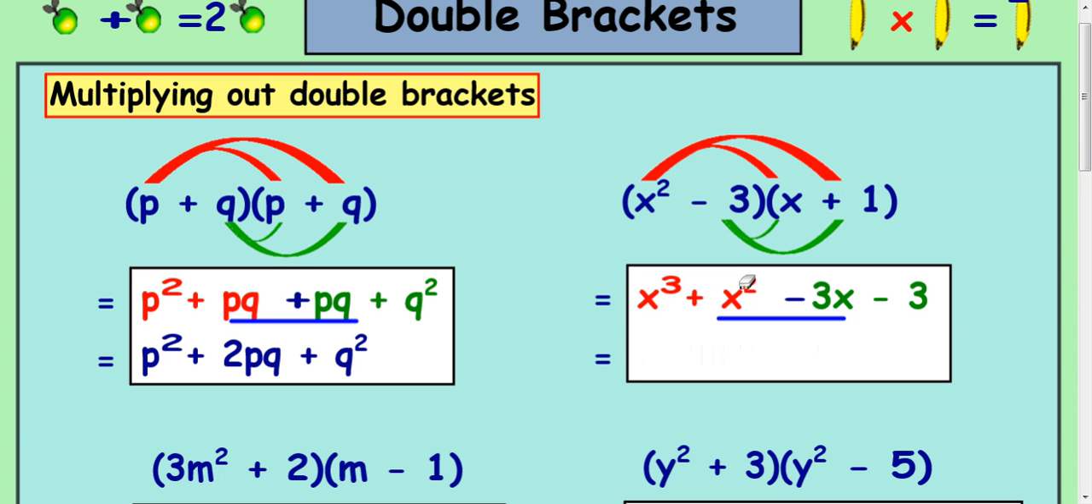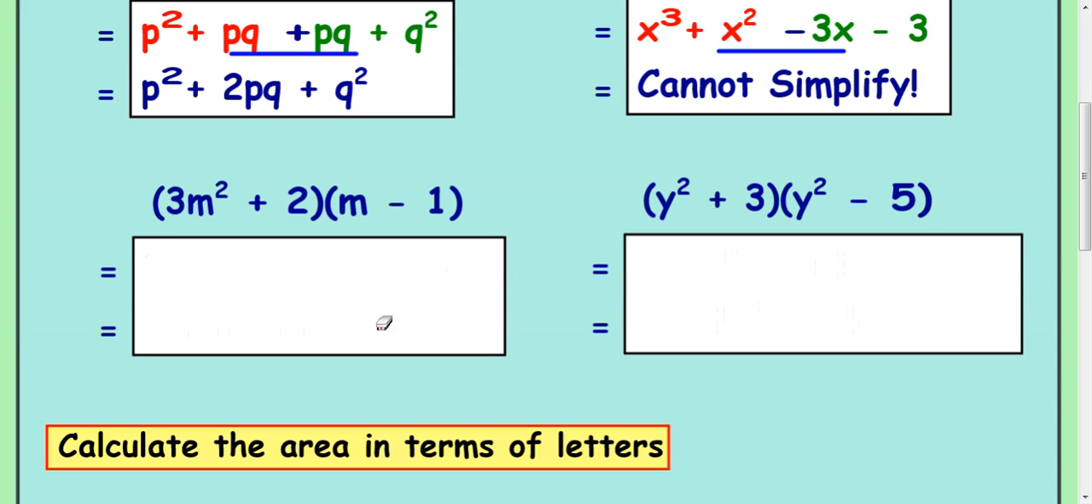So we've got cubes, squareds, x to the power 1s if you like, and 3s. You can't do anything with that, you cannot simplify. You don't have two of the same thing. You don't have two lots of x squareds or two lots of x's to collect up. Okay, moving on to the next one.